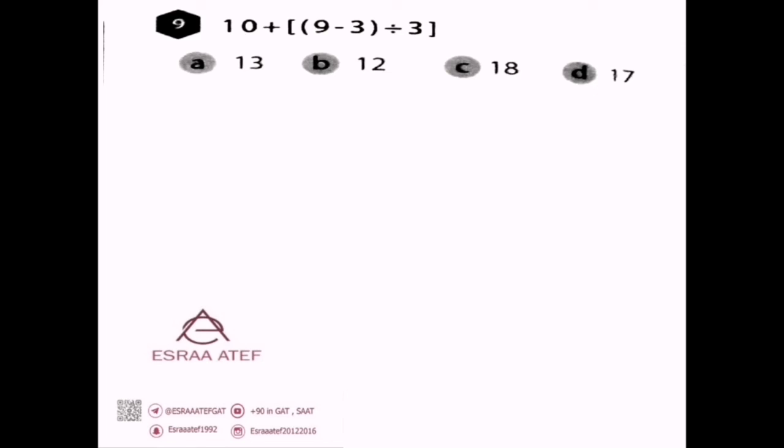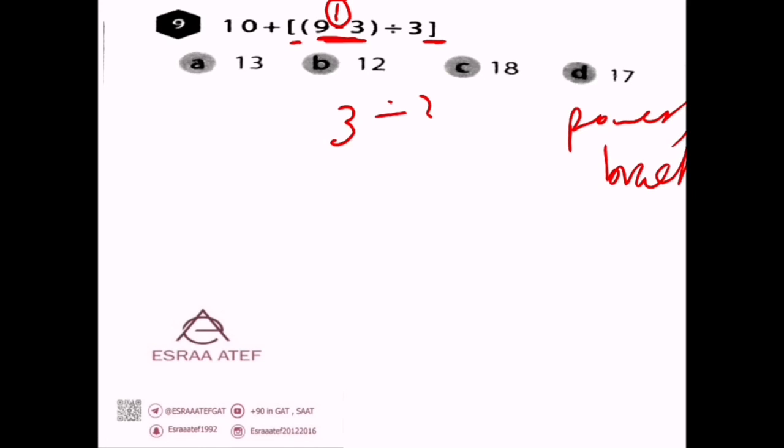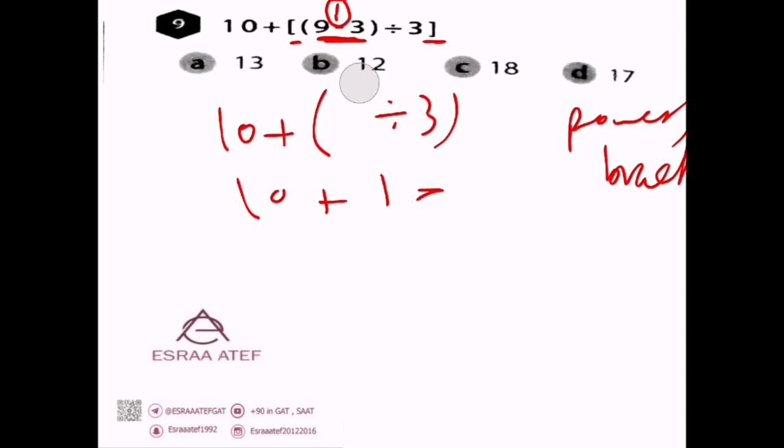Next one here, we don't have powers, so we will not do them. We have brackets, which are here, and another one here. So we will start from the inside to the outside. 9 minus 3 will be 3, and then divide by 3 to do the outside brackets, and then adding 10. 3 divided by 3, which is 1, plus 10. So the answer will be: 9 minus 3, which is 6. 6 divided by 3 will be 2. 2 plus 10 will be 12.